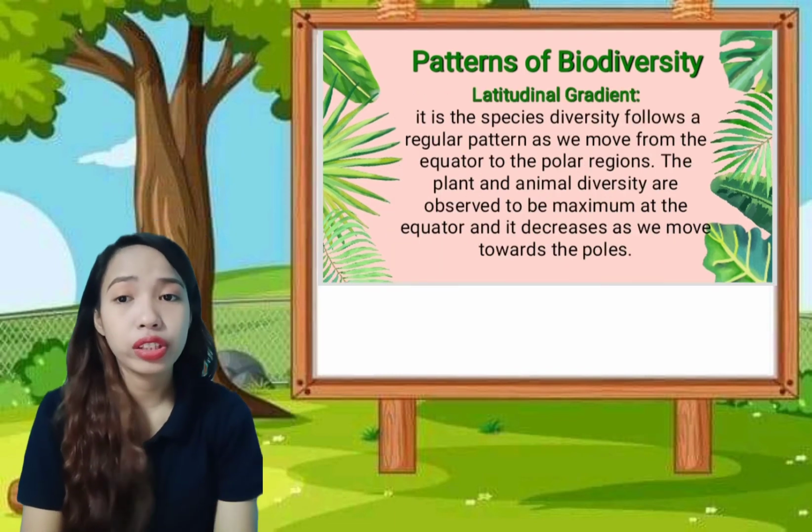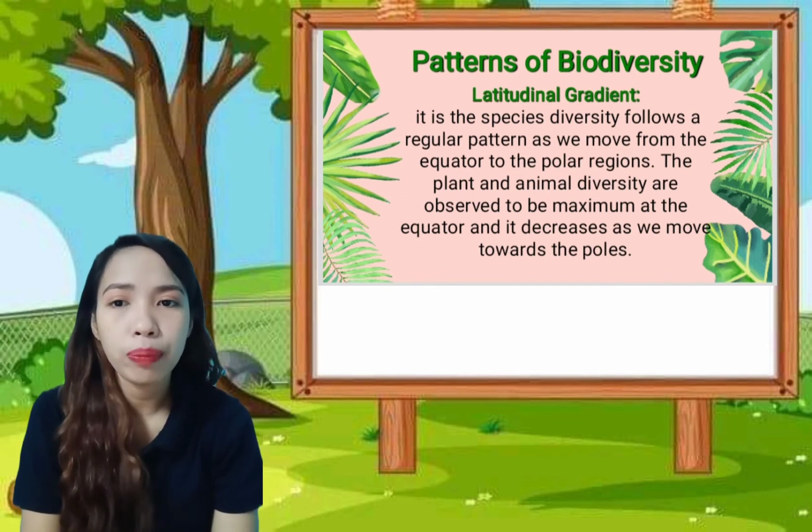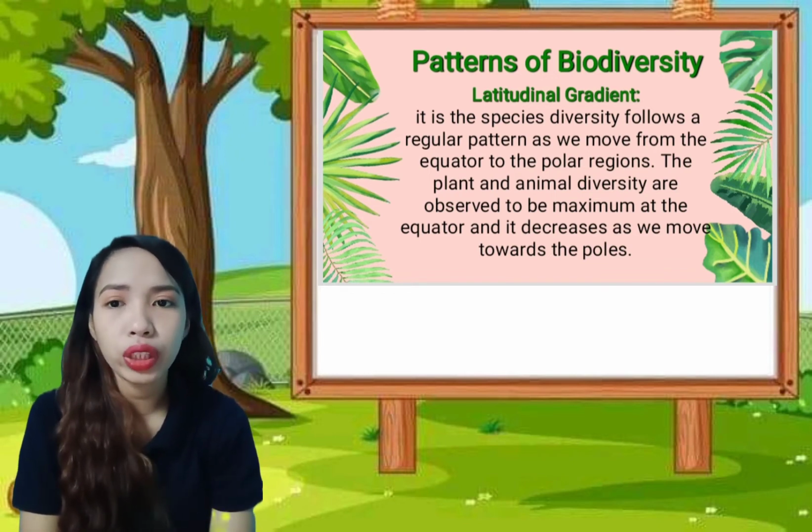Latitudinal gradients. Species diversity follows a regular pattern as we move from the equator to the polar region. The plant and animal diversity is observed to be maximum at the equator and it decreases as we move toward the poles.